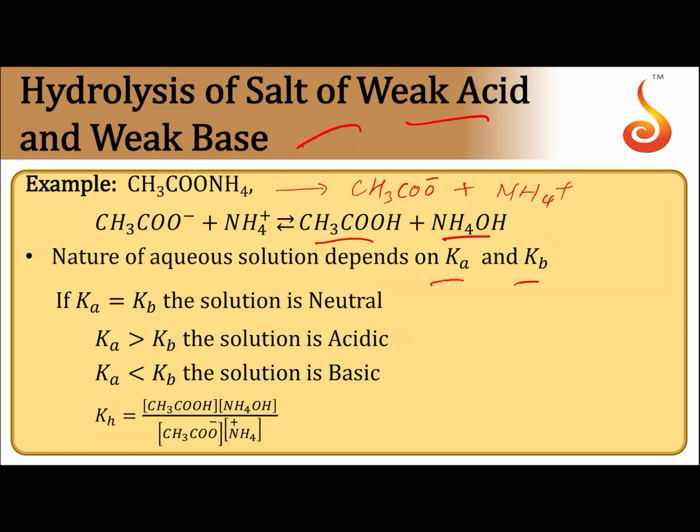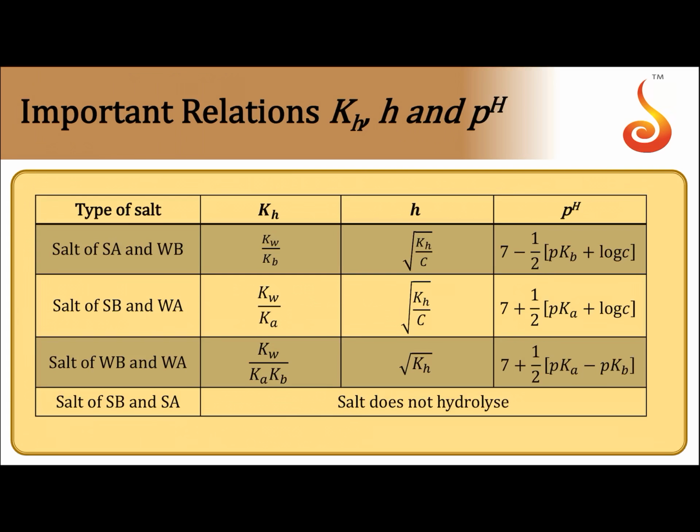But the nature depends upon the Ka and Kb values. Suppose Ka is more, then it is going to be acidic in nature. If Kb is more, that is going to be basic in nature. Suppose both of them are equal, that is said to be a neutral salt. And Kh is given by the product of acetate ion concentration and NH4OH concentration divided by ammonium ion concentration into CH3COO minus ion concentration. It is called the hydrolysis constant. Now let us take the relationship between the hydrolysis constant, degree of hydrolysis and pH with respect to aqueous salt solutions. So: type of salt, then Kh formula, then degree of hydrolysis, then pH formula.